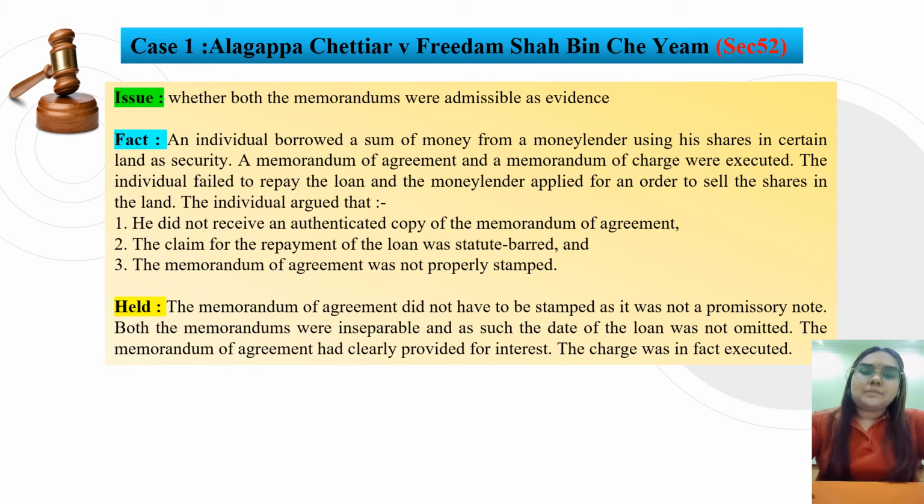So the judgment on appeal is that the memorandum of agreement did not have to be stamped and it was not a promissory note, but both of the memoranda were inseparable and as such the date of the loan was not omitted. The memorandum of agreement had clearly provided for interest. The charge was in fact executed.